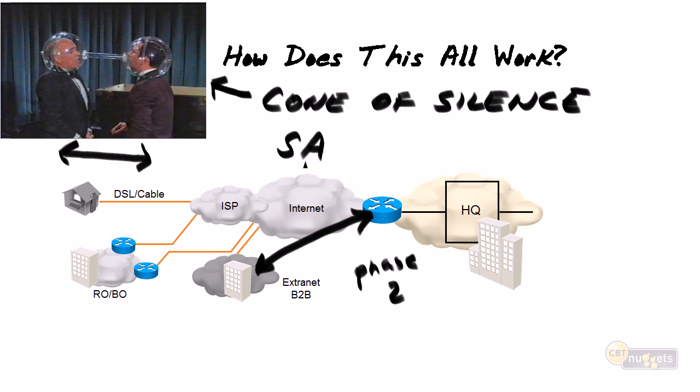And so IKE Phase 1 is going to be a two-way, a bilateral security association to build this cone of silence, to agree upon the parameters and the attributes and the characteristics. Then IKE Phase 2, or the IPsec phase, is going to be basically two unilateral security associations.